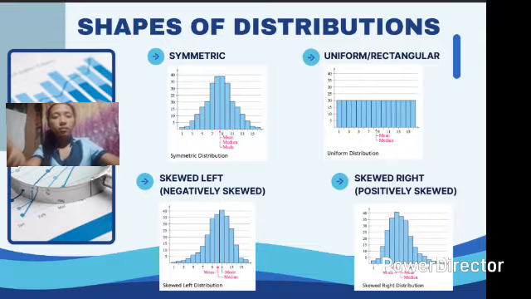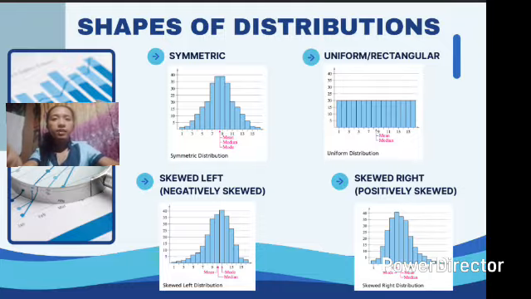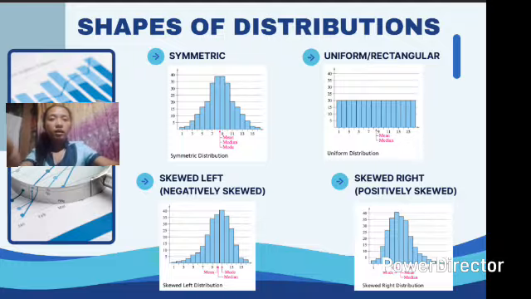Lastly, the skewed right or positively skewed distribution. So a positively skewed or skewed right distribution has a longer tail extending to the right. Most data values are clustered at the lower end, with a few high values stretching the distribution to the right. So here the mean is usually greater than the median, and this type of distribution is common in income, waiting time, or test score data where extreme high values occur less frequently.